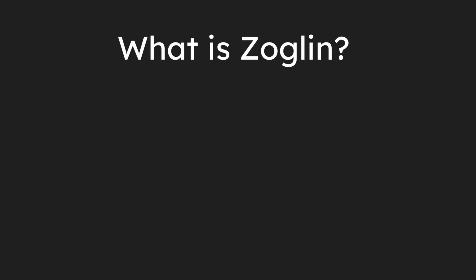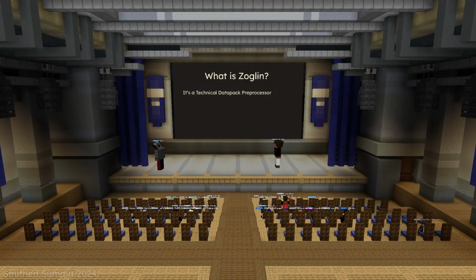So what is Zoglin? Well, put simply, it's a technical data pack preprocessor, right? It's a preprocessor for data packs which is designed for making technical data packs as we've made our data packs, right? And it's very geared towards our style of data packs. So in this talk, what we hope to do is summarize Zoglin and explain some of the language features, as well as our thoughts on how we designed the language and how we came up with certain features and what problems they're designed to solve. And I'll let Moxvallix go back and explain the basics.